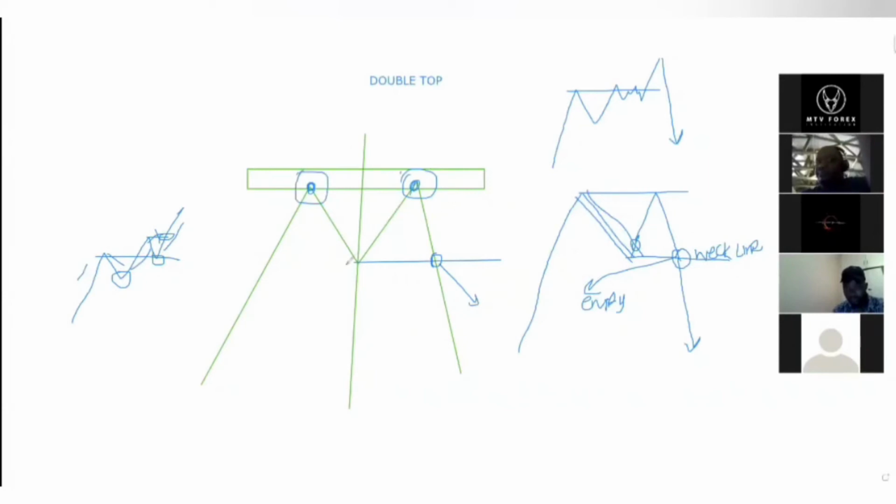But most will advise you to enter at the breakout of this thing. And it's also simple. Let me show you something. I could have a double top from like this. Teach yourself, like I'm teaching you, to break things down to the downside. You need to break things down.